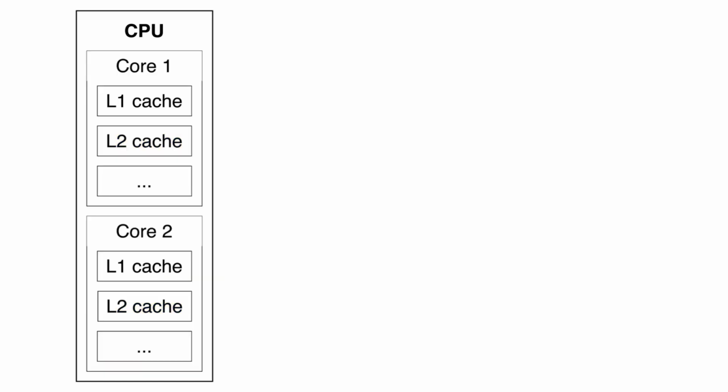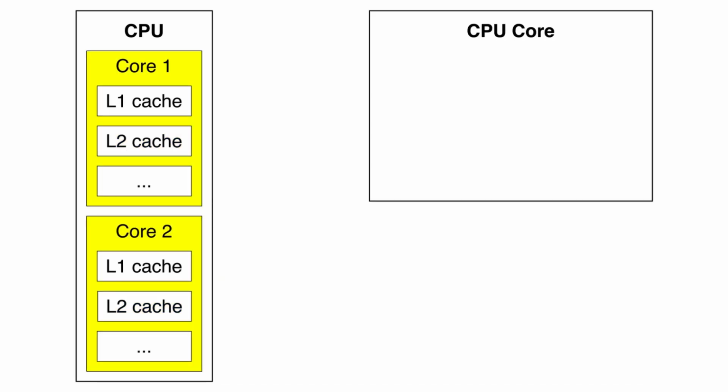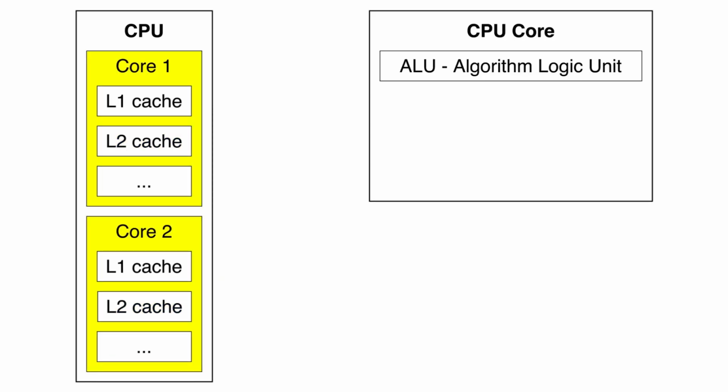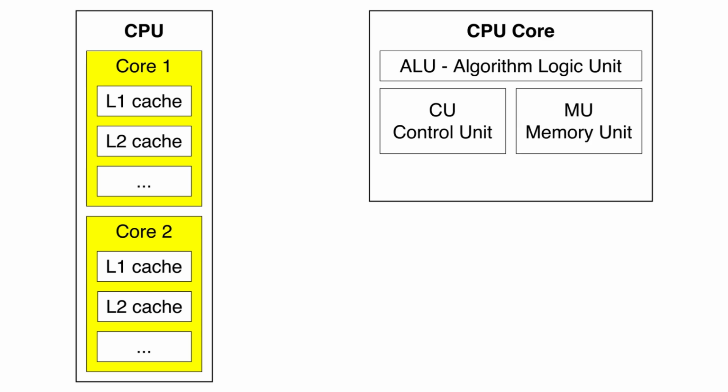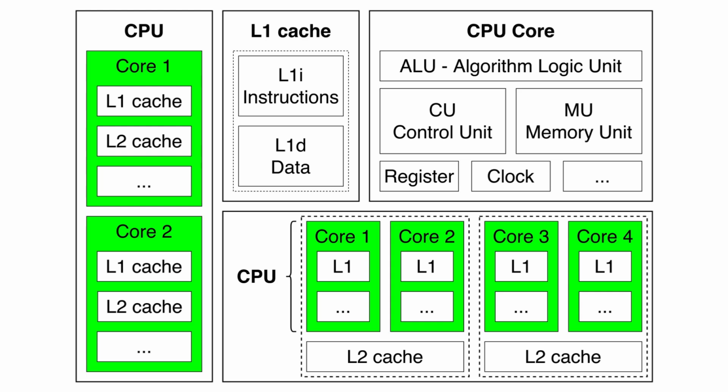main memory. A CPU core consists of several components such as the arithmetic logic unit (ALU), control unit (CU), memory unit (MU), registers, clock, and various other elements. Here is an overview of the CPU and CPU core.